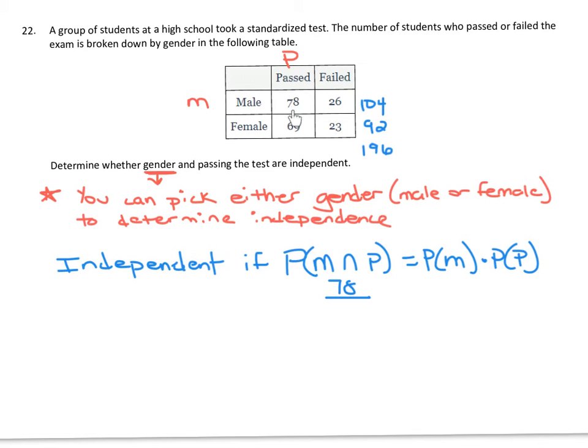Okay, now let's add our columns. So 78 plus 69 would be 147. And then 26 plus 23 would be 49. And just to make sure this all checks out, if I were to add up 147 and 49, that does give me 196. Okay, so let's go back to this. The probability of male and passing. So we said there were 78 males who passed out of the total 196 people.